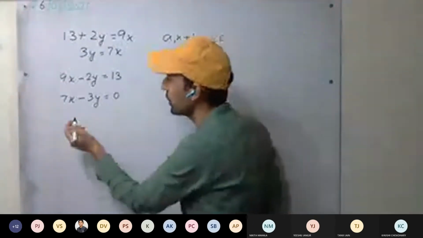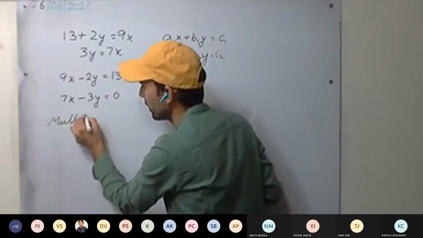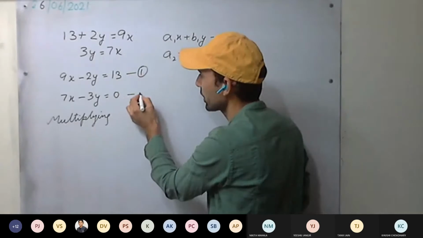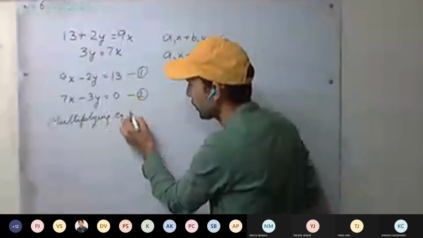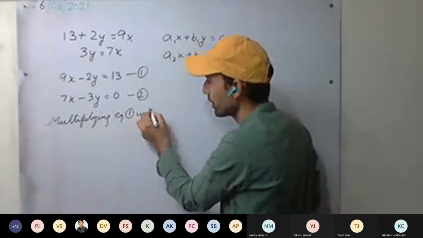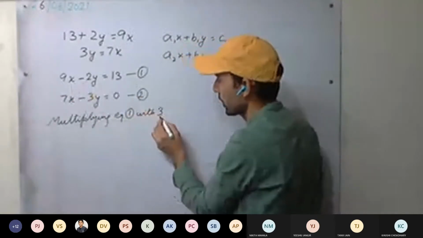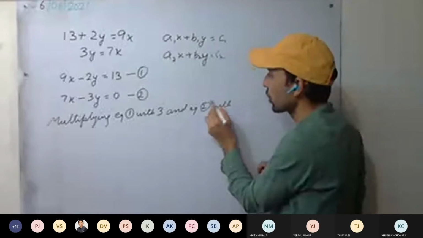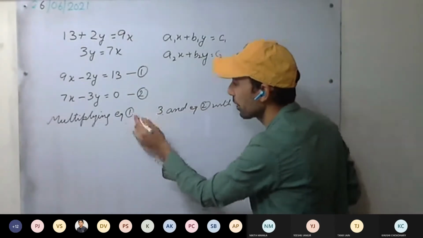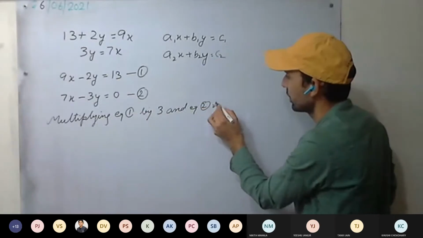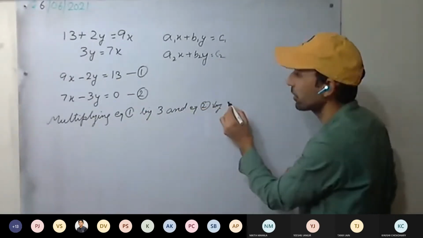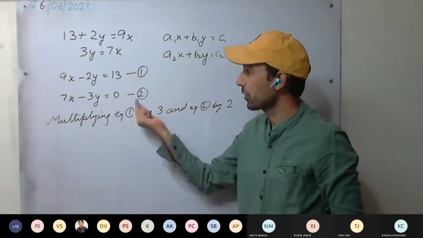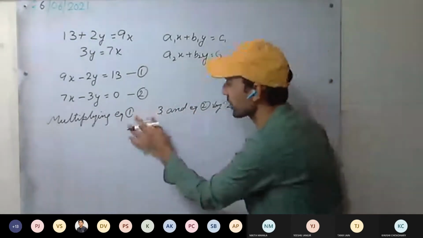So what we are going to do is multiply the first equation by 3, and the second equation by 2. This is our first equation, this is our second. Multiplying the first equation with 3 and the second equation with 2.